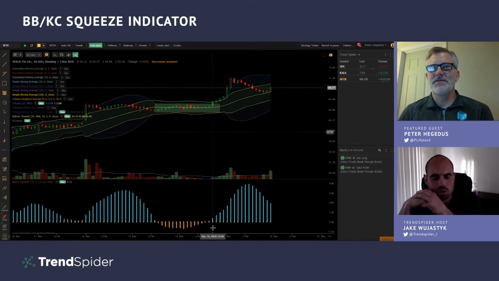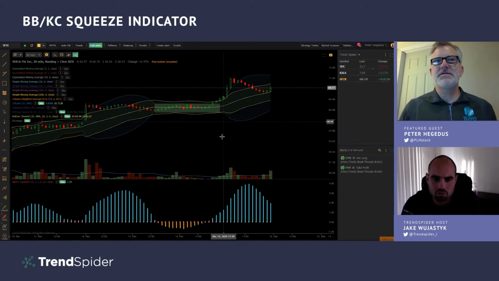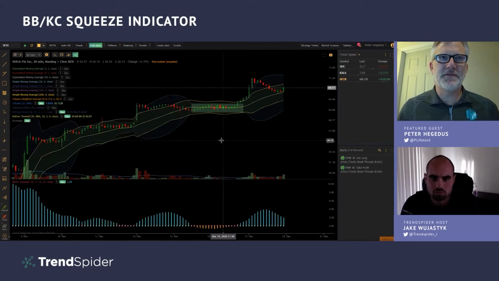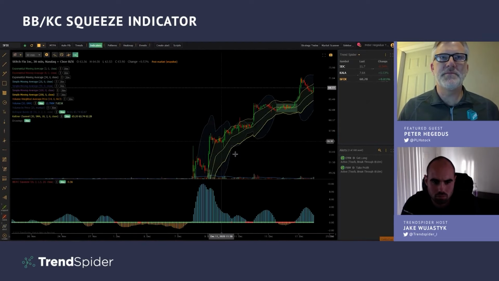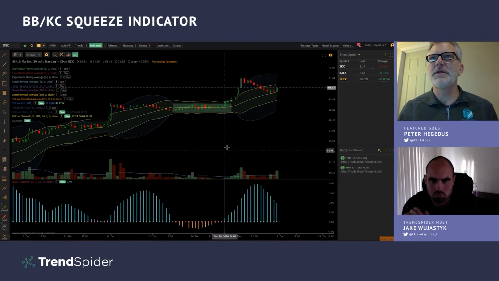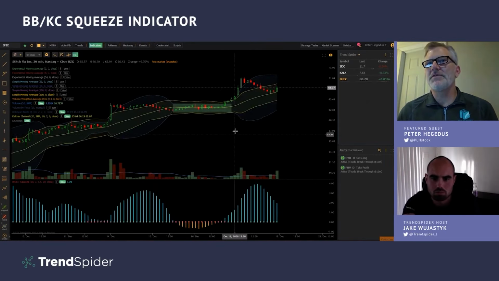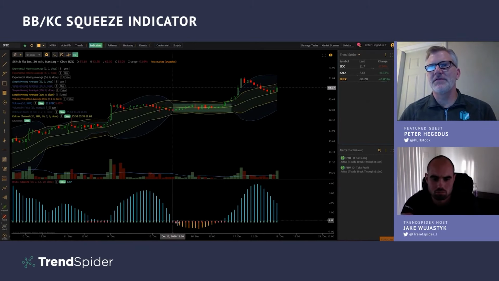Got it. So what if price action broke to the downside on something like this? What would the squeeze do? Would you see just momentum going down again? Yep, you would see the exact same thing. And let's just go back and see if we can find one on this 30-minute chart. It's not a good example here, but you would see the same thing.